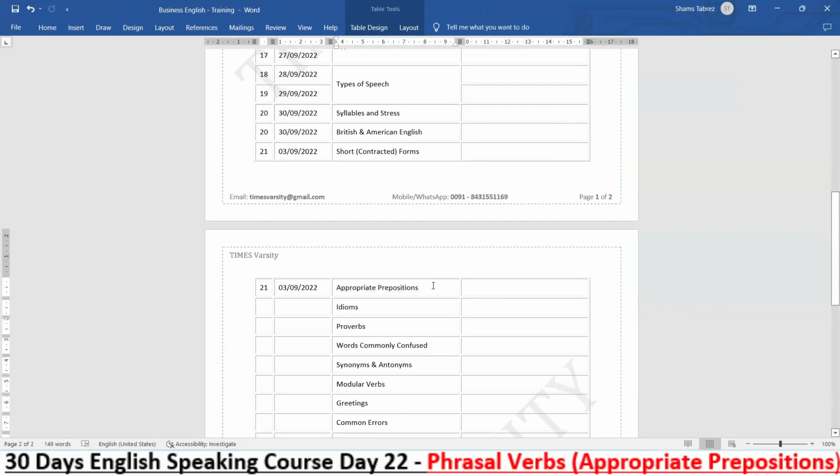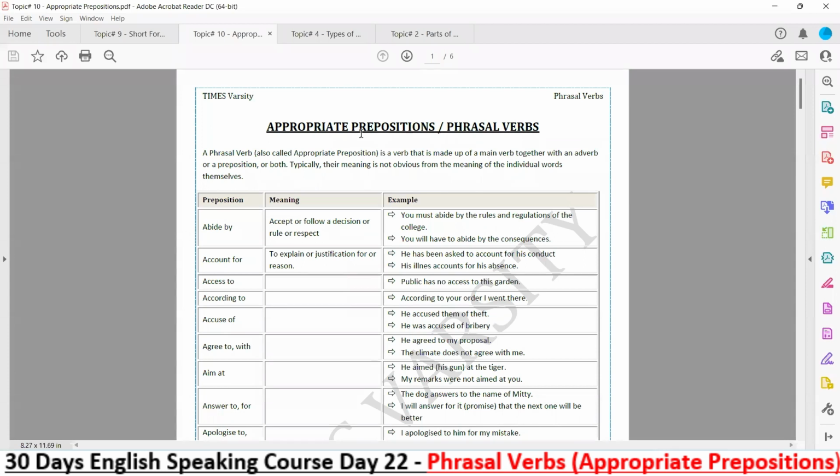Appropriate prepositions. Look at this one. So, appropriate prepositions or phrasal verbs. A phrasal verb, also called an appropriate preposition, is a verb that is made up of a main verb together with an adverb or a preposition or both. Typically, their meaning is not obvious from the meaning of the individual words themselves.